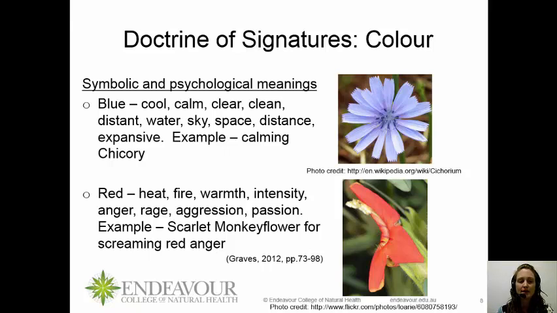The next one down is almost the flip opposite. It's red. Red is very vibrant. It's associated with heat and intensity. It can also be associated with aggression and passion, rage. And the example given there is scarlet monkey flower, which is the picture for screaming red anger, and it looks like a little mouth screaming out, doesn't it? Quite strong doctrine of signatures there.